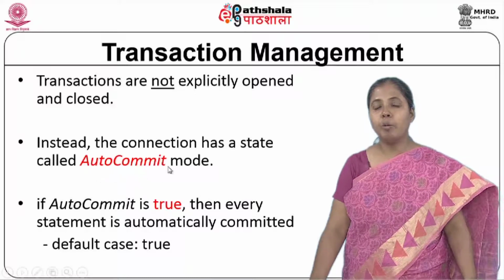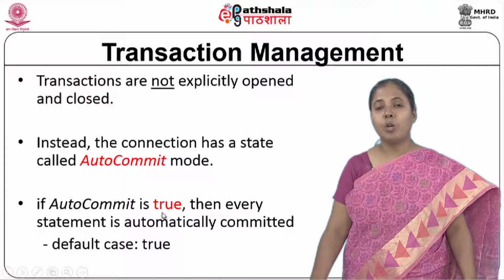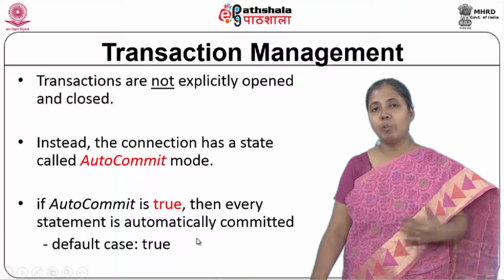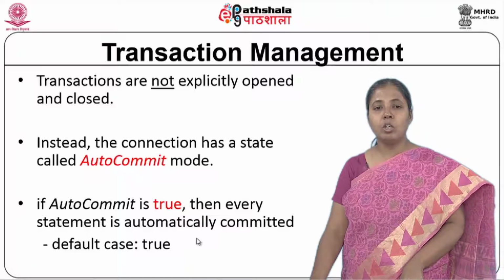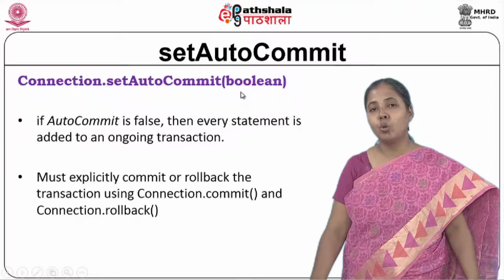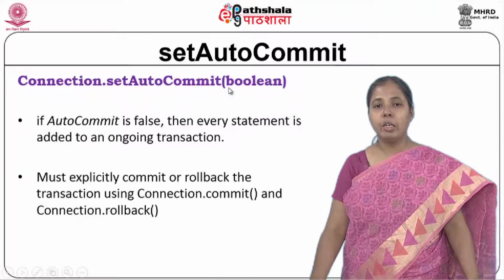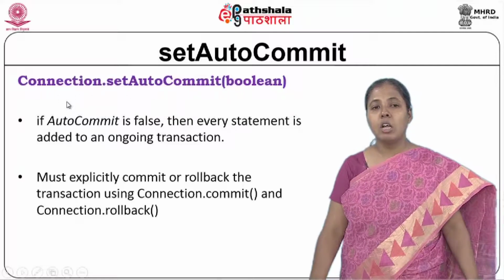So, this auto commit can be set as true. By default it is true. If the auto commit is true, then every statement is automatically committed. So, whatever operation you do, it gets committed to the database. You can use a method called set auto commit and give it as either true or false. By default it is true. This set auto commit can either take a true or false value. This method is available in the connection object.